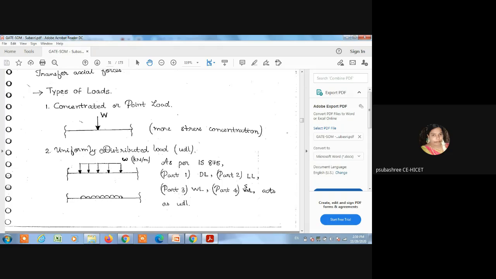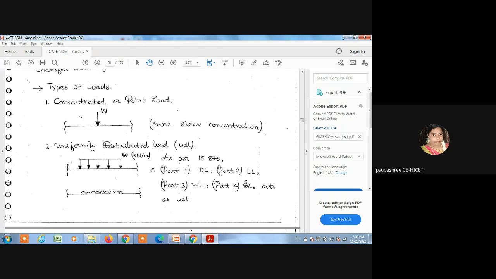Then the second load, uniformly distributed load, for example dead load, wind load. Refer to this figure. The unit is kilonewton per meter. So UDL is per meter, kilonewton per meter or newton per mm. So what is the unit of uniformly distributed load? Kilonewton per meter or newton per mm.